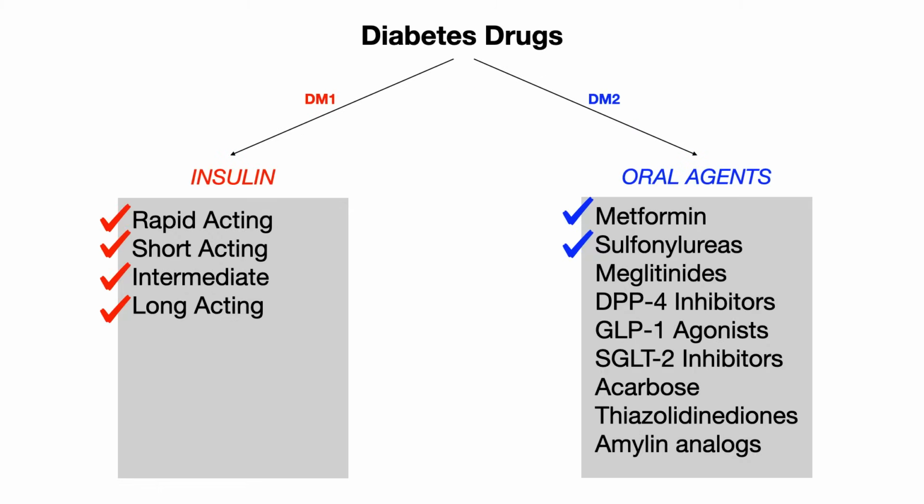So let's do a brief check-in now. We've talked about metformin. We've talked about sulfonylureas. We are making progress as we move through the oral antihyperglycemics. Let's keep it rolling by talking about the next category, the meglitinides.